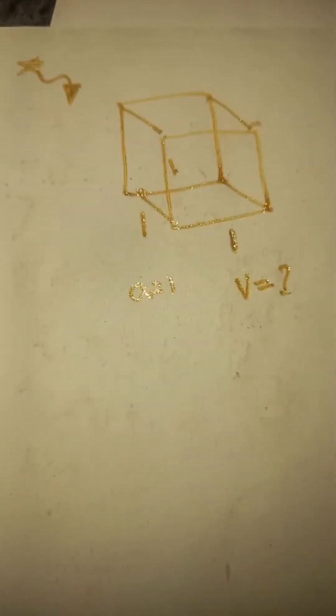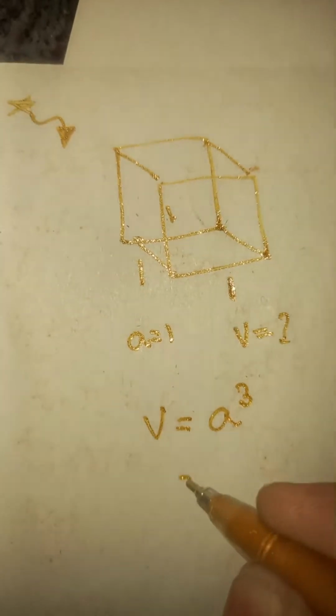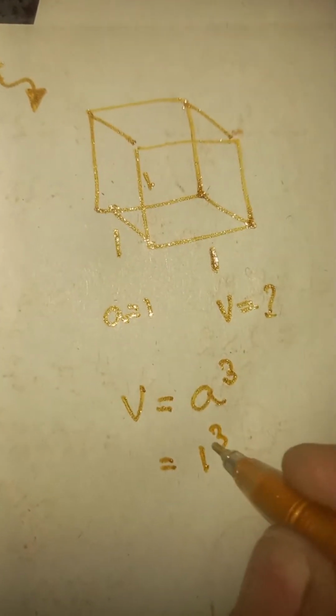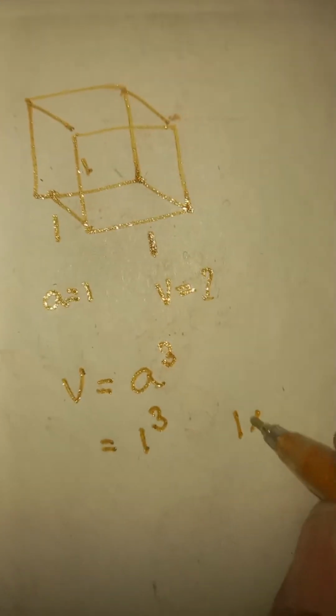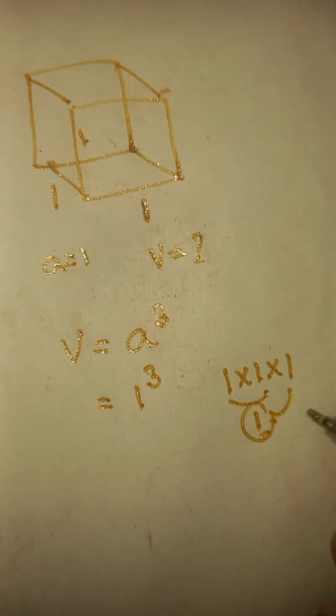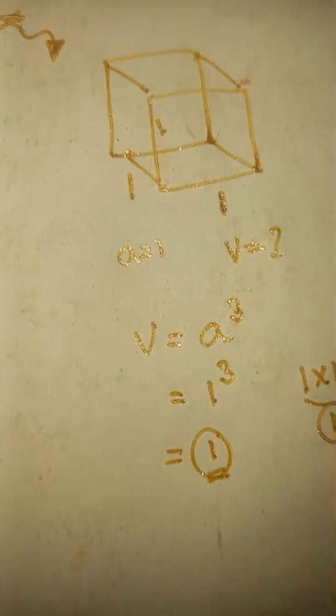You can do it. Volume of the cube can be written as a cube. That means here the side length is 1 unit, so it is 1 cube. 1 cube means 1 times 1 times 1. 1 times 1 remains 1. Again 1 times 1 becomes 1. So 1 cubic unit is the volume of this cube.